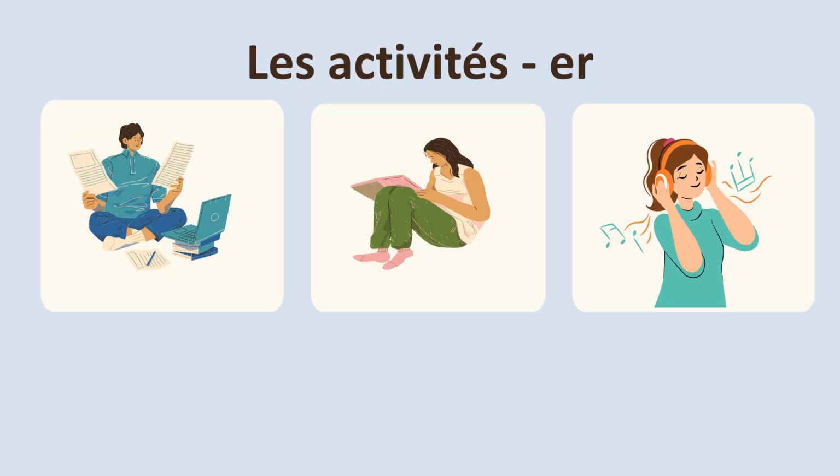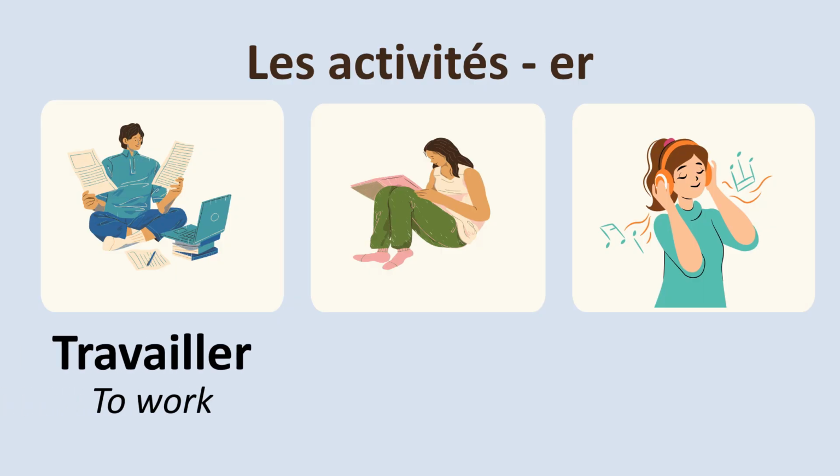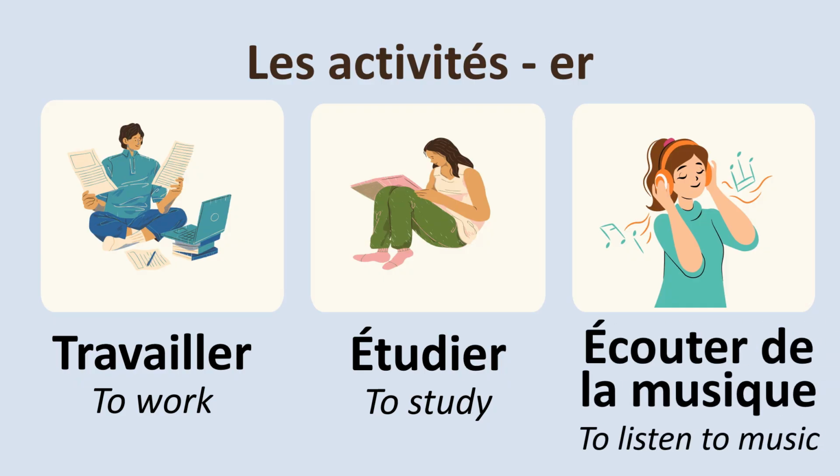When we're talking about activités, I'm referring to verbs, which are action words. In French, you're going to have some verbs which end with ER. For example, travailler, to work. And then you can have étudier, to study. And this one, écouter de la musique, to listen to music.